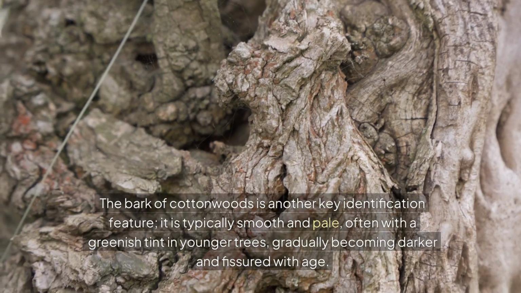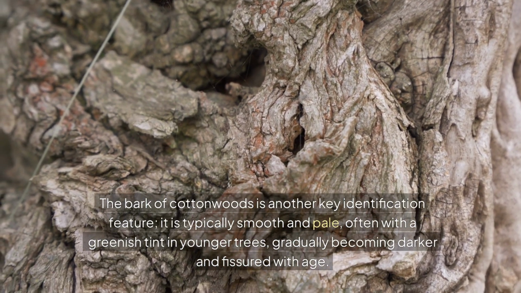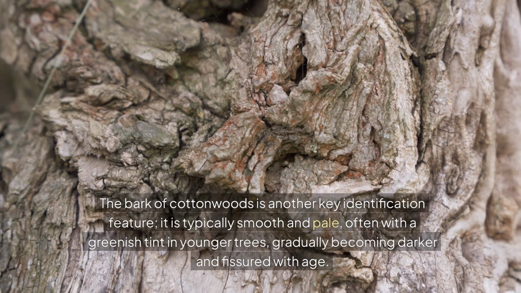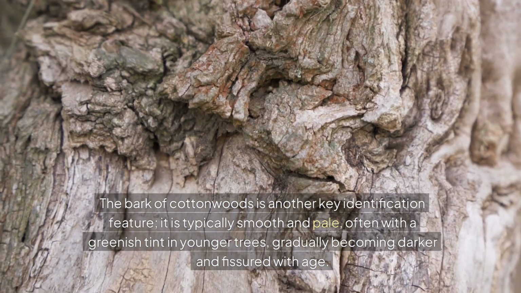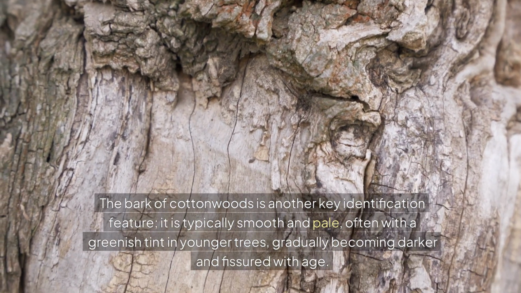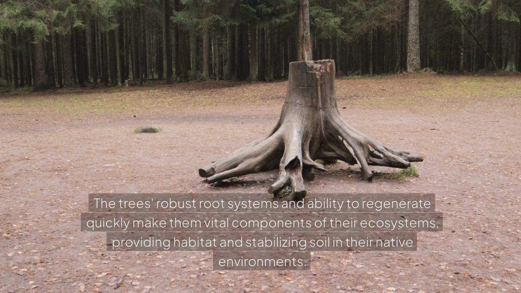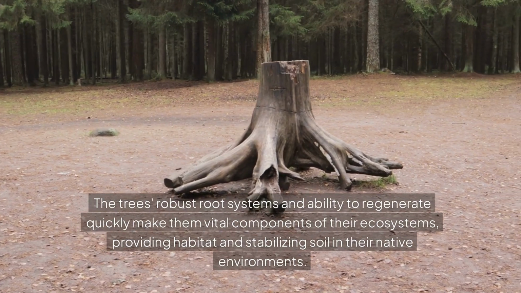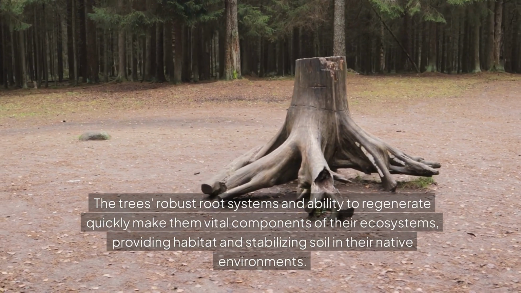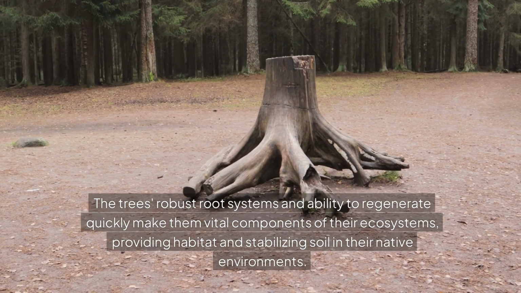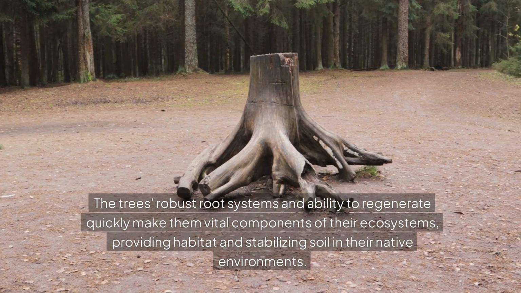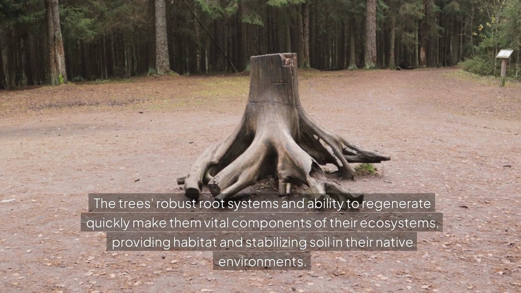The bark of cottonwoods is another key identification feature. It is typically smooth and pale, often with a greenish tint in younger trees, gradually becoming darker and fissured with age. The tree's robust root systems and ability to regenerate quickly make them vital components of their ecosystems, providing habitat and stabilizing soil in their native environments.